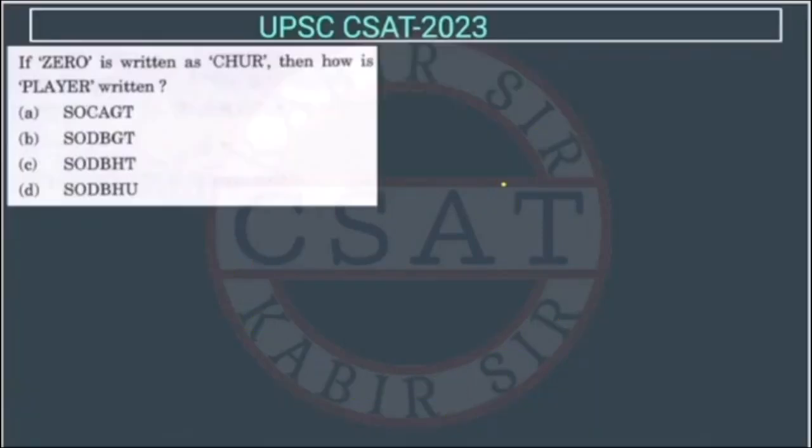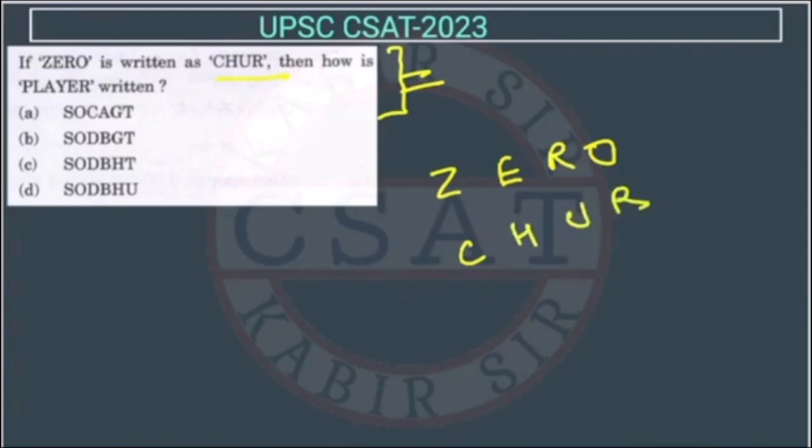Now again, this is an easy question from 2023, right? So ZERO is written as CHUR, right? So we have to find the relation, right? After Z we are getting C. So ABC, this is like +3, right? 3 steps we will move forward, and the alphabet is cyclic, so after Z again A will come, right? Now from E we are getting H, right? So FGH. So this is also +3.